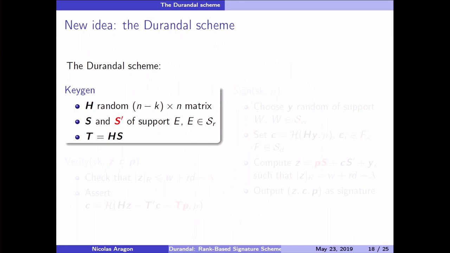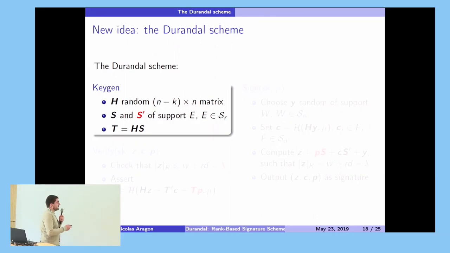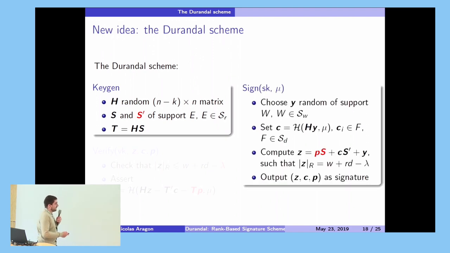All right, so now I'm going to present you our scheme with the new idea I just talked about. The key gen is essentially the same as before, but the matrix S is now split into two matrices, S and S prime. And what's more interesting is the signing process. So the first two steps are the same, but now in the first step, we are going to add this term PS to the signature.